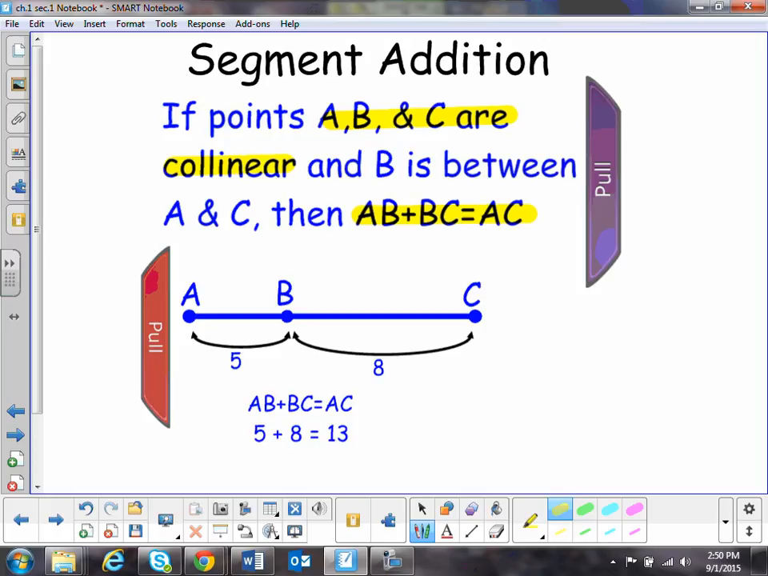So all it's saying is that if I take this segment here, AB, and I add it with BC, then that gives me the whole thing, which is AC. Okay? AB plus BC equals AC. So a simple problem would be if this is 5 and this is 8, what would AC be? 13. Okay? Just add those two together. We'll make it more challenging and use algebraic expressions.